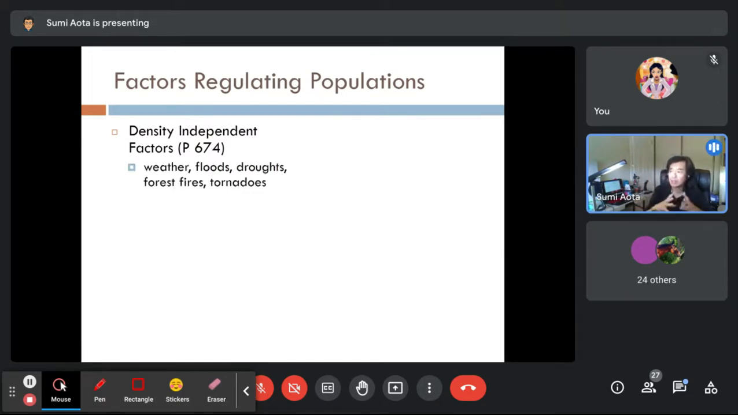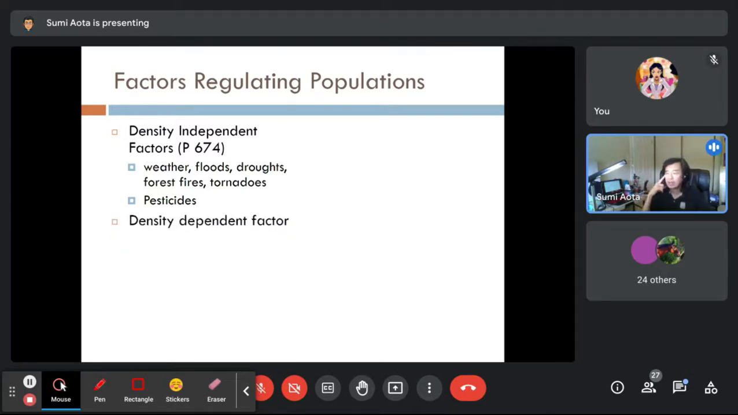Okay. Weather, floods, droughts, forest fires, tornadoes. The intensity of the disturbance does not change depending on population size. Storms don't get weaker just because they're coming into smaller cities. Tornadoes don't slow down, go from a category 5 to a category F1 because it's coming into a smaller place. Okay. So those are density independent factors. But pesticides would be another good example, right? It doesn't matter if you're only trying to kill 5 weeds or 10,000 weeds, you're going to hit them with the same pesticide, right? Because you want them all dead.